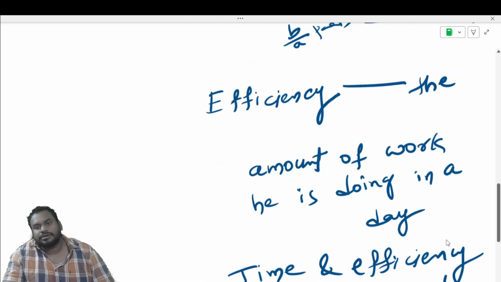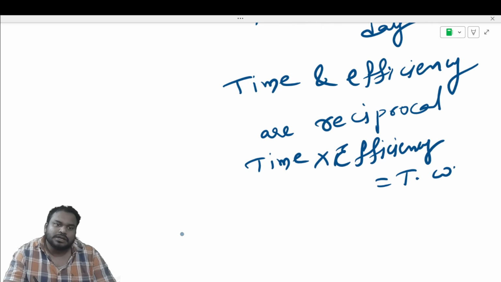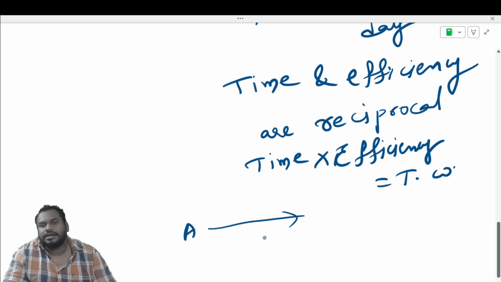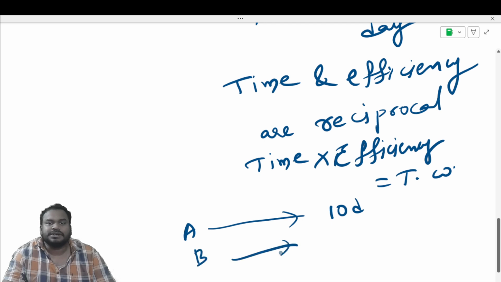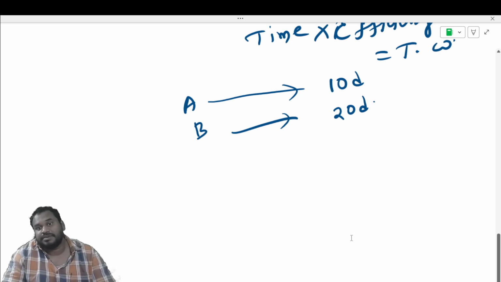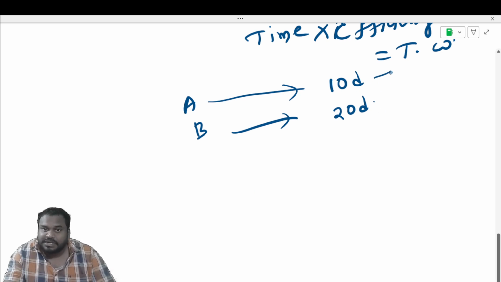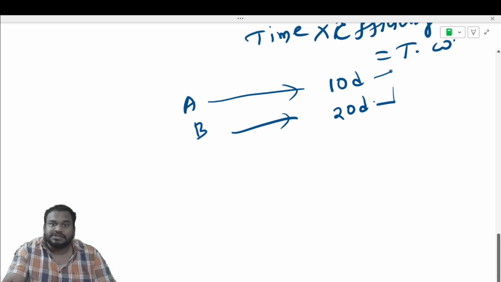Next thing, see, suppose there is a person A, he can finish a piece of work in 10 days, and there is another person B, he can finish a piece of work in 20 days. Then if both work together, what is the time taken by them to finish the work? The same way, this can be done in two ways, or it can be done by taking the LCM of these two. The LCM of these two is 20, the least common multiple.